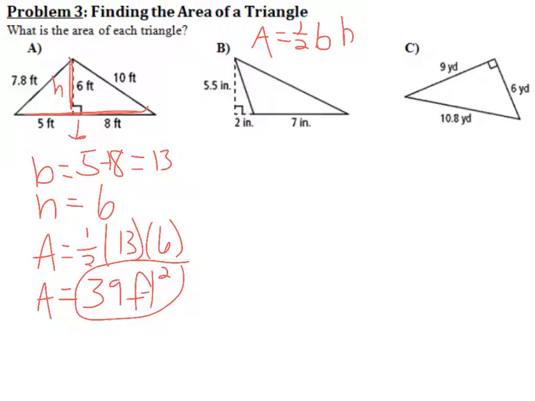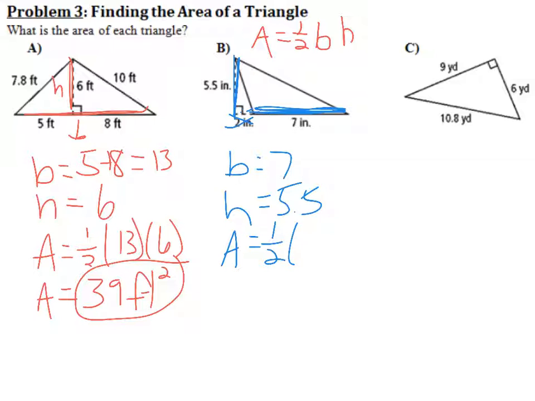For my second example, the way this picture is drawn, here's my base of 7. Now, I'm not going to use this 2, because the 2 is just the dotted line there. It's an extension. Okay, I only want to use the actual base. My height is this vertical line here at 5.5. So once again, my area formula is 1/2 times my base times my height. And my answer is going to be 19.25 square inches.